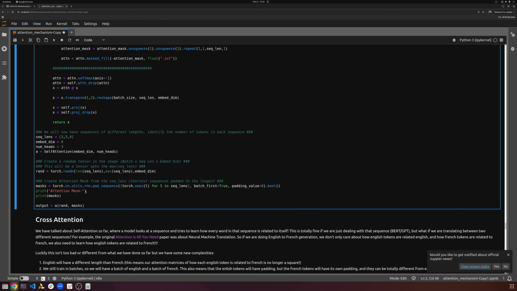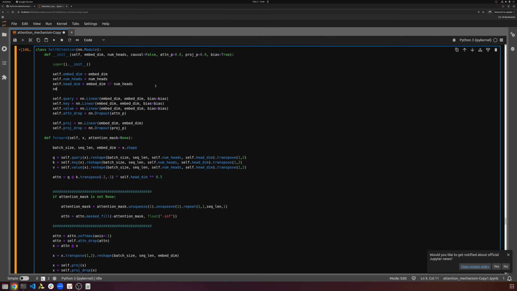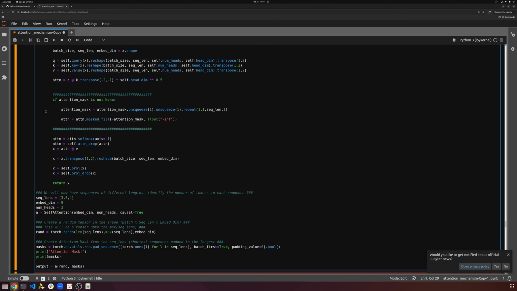And we're going to stick in here a self-attention. We're going to say causal equals true. So nothing has changed yet. We're going to do self.causal equals causal. Just set it as a class variable. And we can go ahead and update our code.